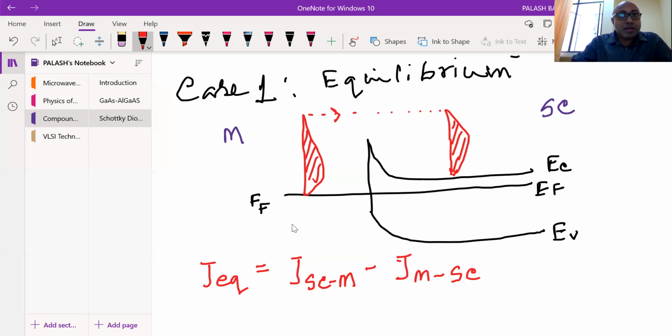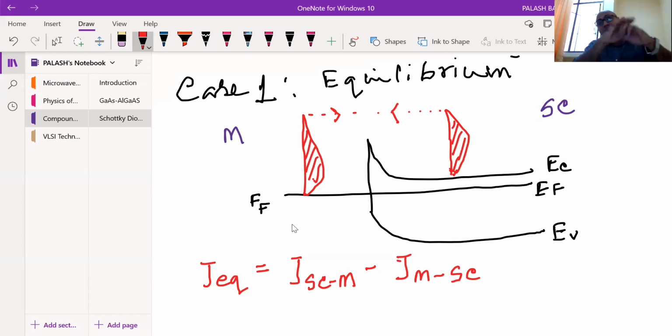But from semiconductor to metal, an equal amount of current is flowing the other way. So you are getting some current from metal to semiconductor and the same amount from semiconductor to metal, and they balance each other, and that is why semiconductor to metal minus metal to semiconductor is zero. The individual value is not at all zero. We have calculated this value, if you remember. Individual value we have calculated, right?